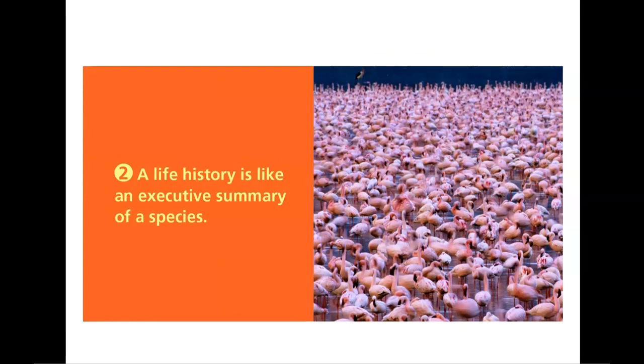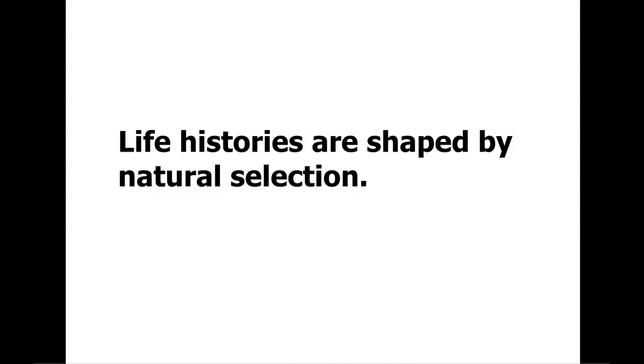A life history is like an executive summary of a species. So it's going to be defined as the vital statistics of a species, and it has 4 different statistics. Age at first reproduction is going to be important. Probabilities of survival and reproduction at each age, litter size and frequency, and longevity. So life histories are going to be shaped by basically natural selection.